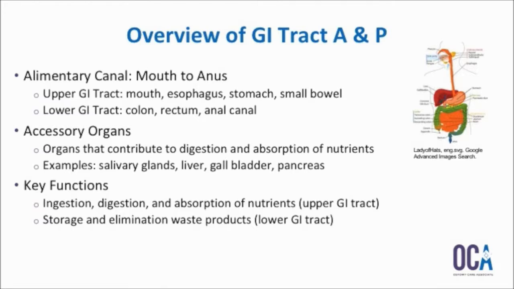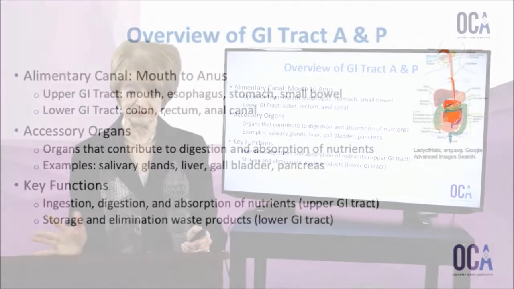You can divide that alimentary canal into the upper GI tract and the lower GI tract, and we frequently use this terminology. So the upper GI tract is involved in ingestion, digestion, and absorption of nutrients, and it involves the mouth, the esophagus, the stomach, and the small intestine. The lower GI tract is involved in storage and elimination of waste, and that's the colon, the rectum, and the anal canal. And we'll talk about each of these in more detail.